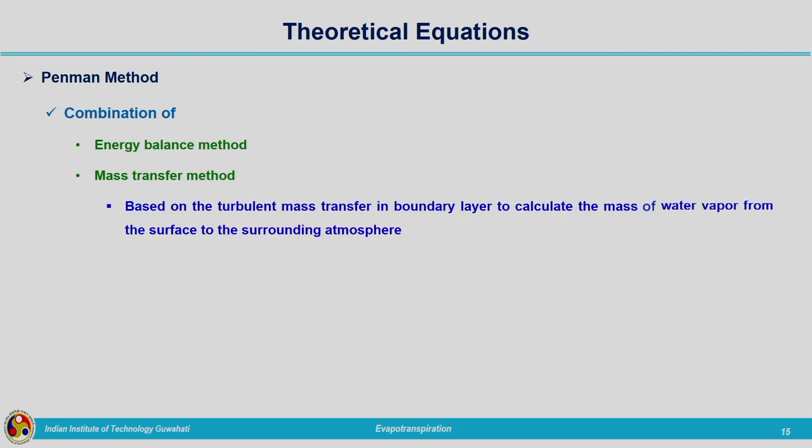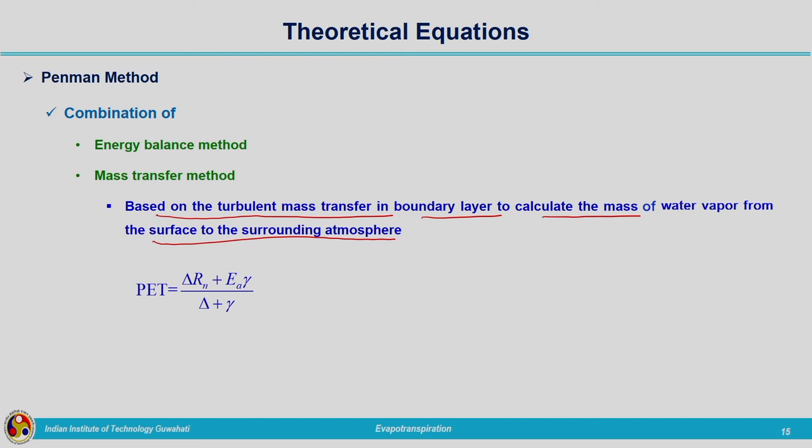So, what is the mass transfer method? The mass transfer method is based on the turbulent mass transfer in the boundary layer for the calculation of the mass of water vapor from the surface to the surrounding atmosphere. Vapor transport is taking place. So, how much is the vapor transport, the mass of the vapor transported from the surface to the atmosphere? That will be calculated based on the mass transfer method. So, the Penman method is the combination of two approaches, the energy balance method and the mass transfer approach.